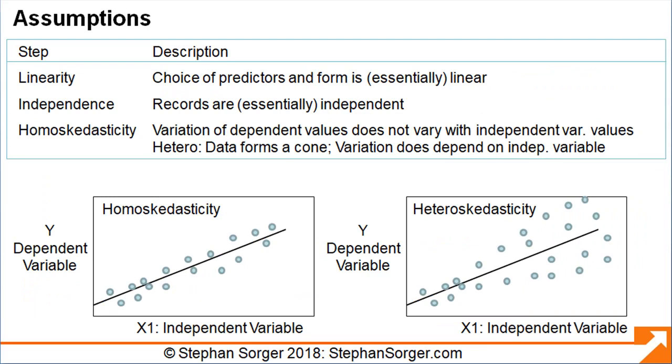Linear regression depends on at least 3 assumptions. We assume that the choice of predictors and form is essentially linear, and that the records are essentially independent. We also want to test for homoscedasticity, where the variation of dependent values does not vary with the values of the independent variables, as shown in the diagram on the left. We want to avoid heteroscedasticity, where the variation does matter. Heteroscedasticity often represents itself in a wedge pattern of data, as shown in the diagram on the right.